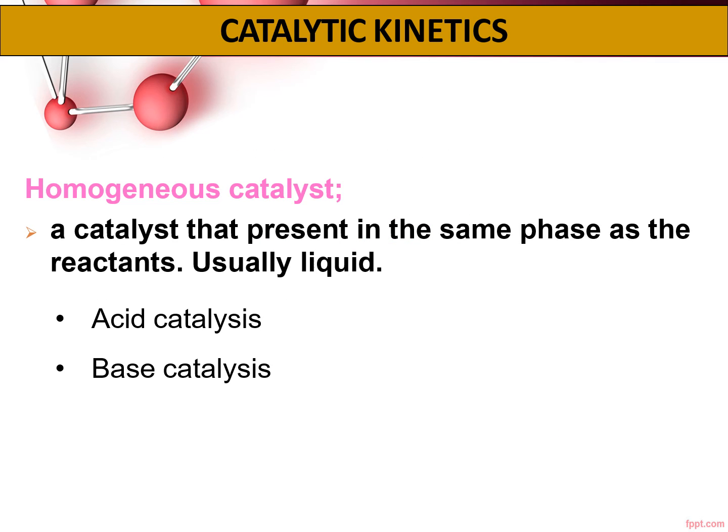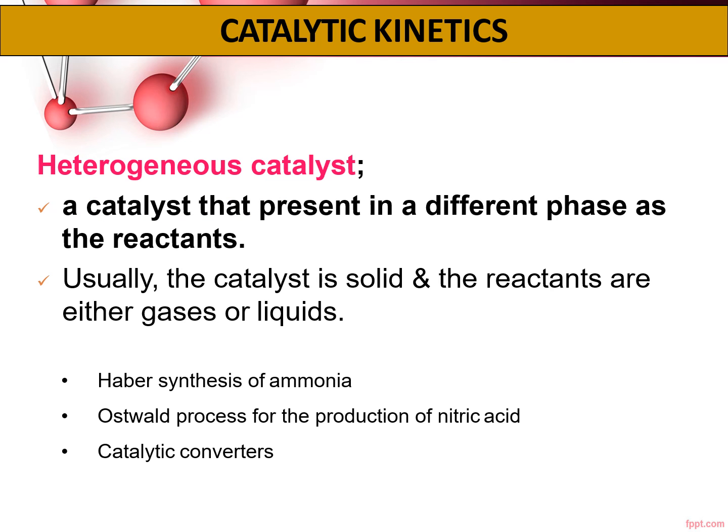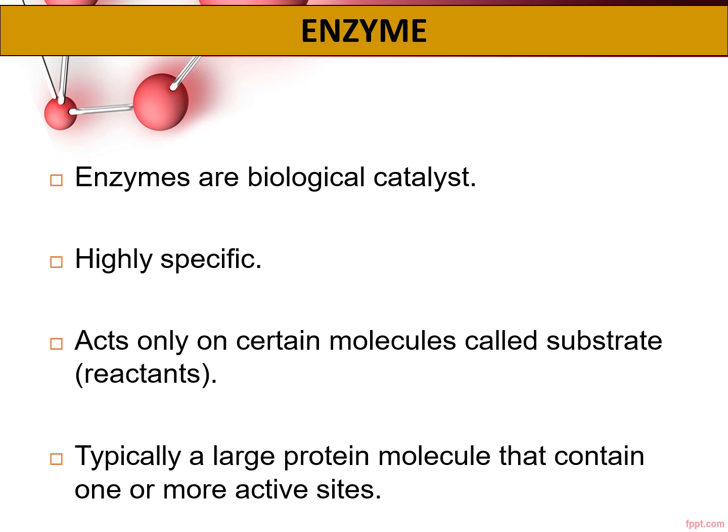So we have a few types of catalysts like homogeneous and heterogeneous catalysts. Homogeneous catalysts normally are present in the same phase as the reactant. Usually it is liquid. For example, we have acid catalyst or base catalyst. But heterogeneous catalysts normally are present in a different phase from the reactant. Normally this is applied to solid catalysts with reactants that are either gas or liquid. For example, Haber synthesis of ammonia, Ostwald process in production of nitric acid, or catalytic converter.